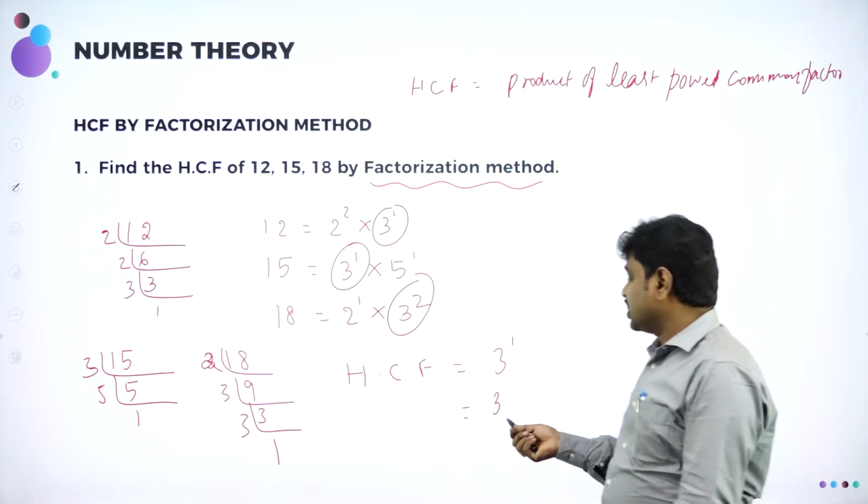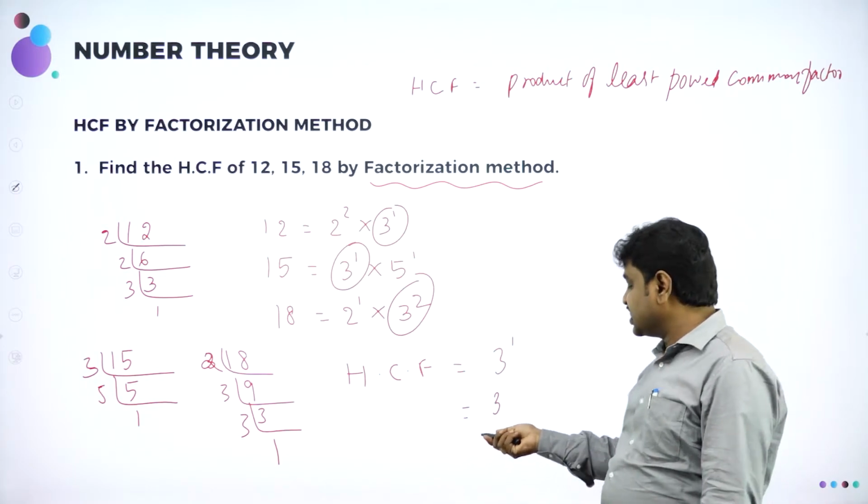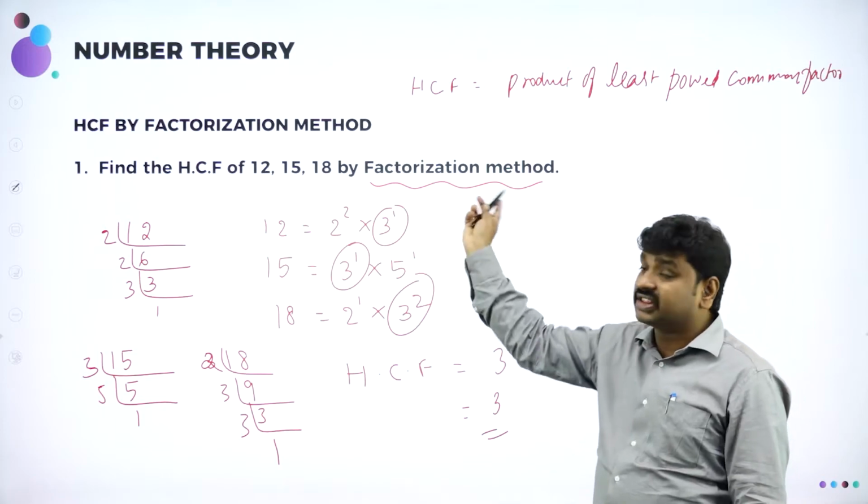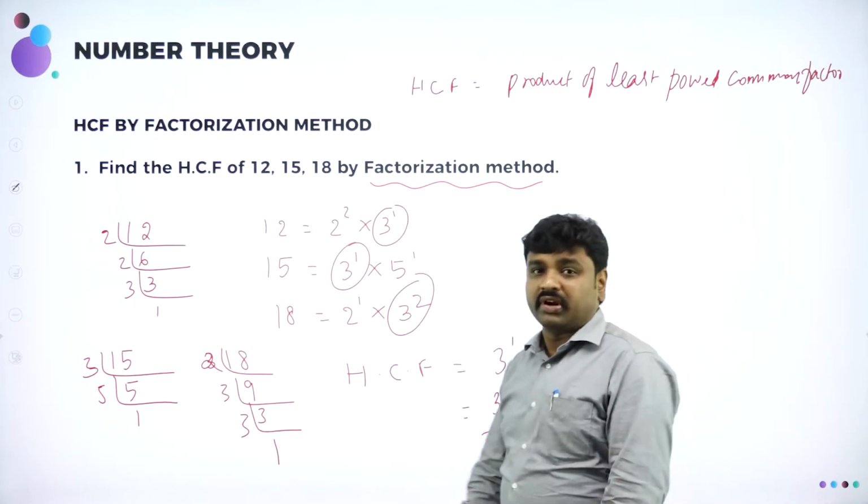So now what is the highest common factor for these three numbers? 3 is the highest common factor. Means 3 can divide all 3. I hope all of you understood.